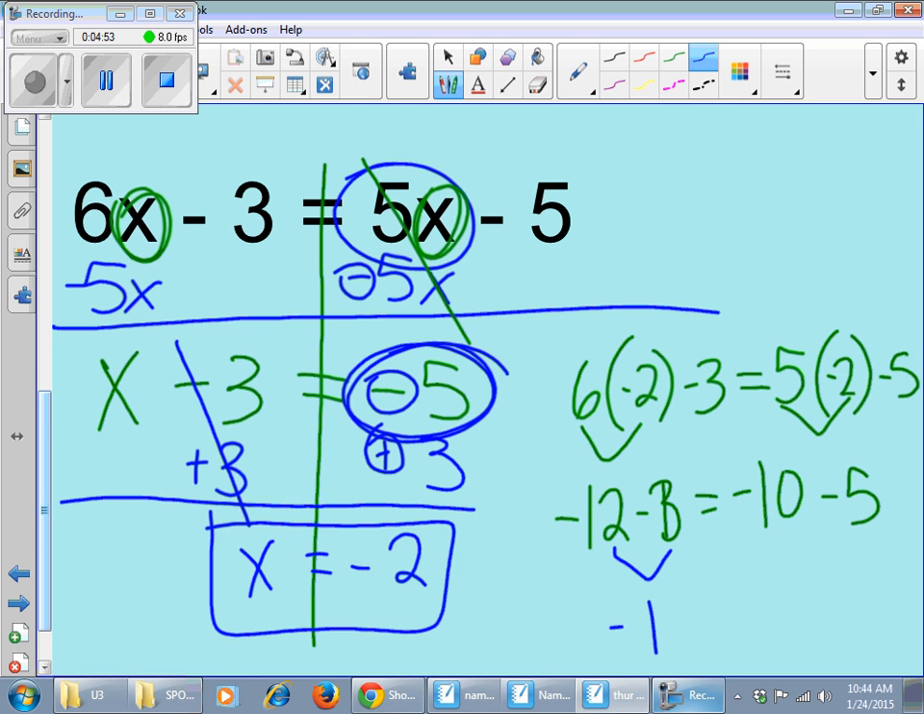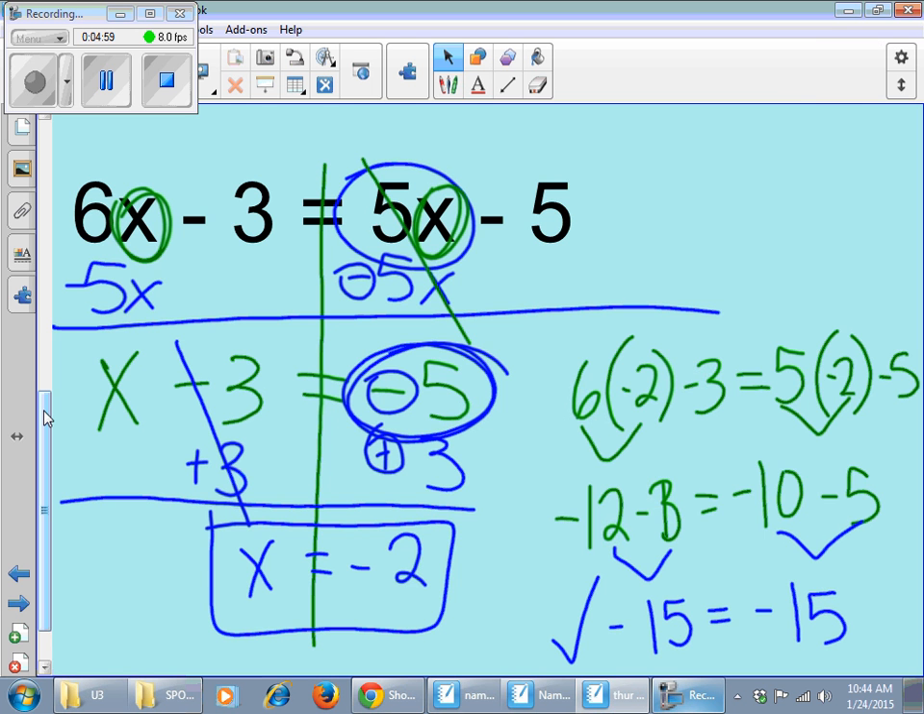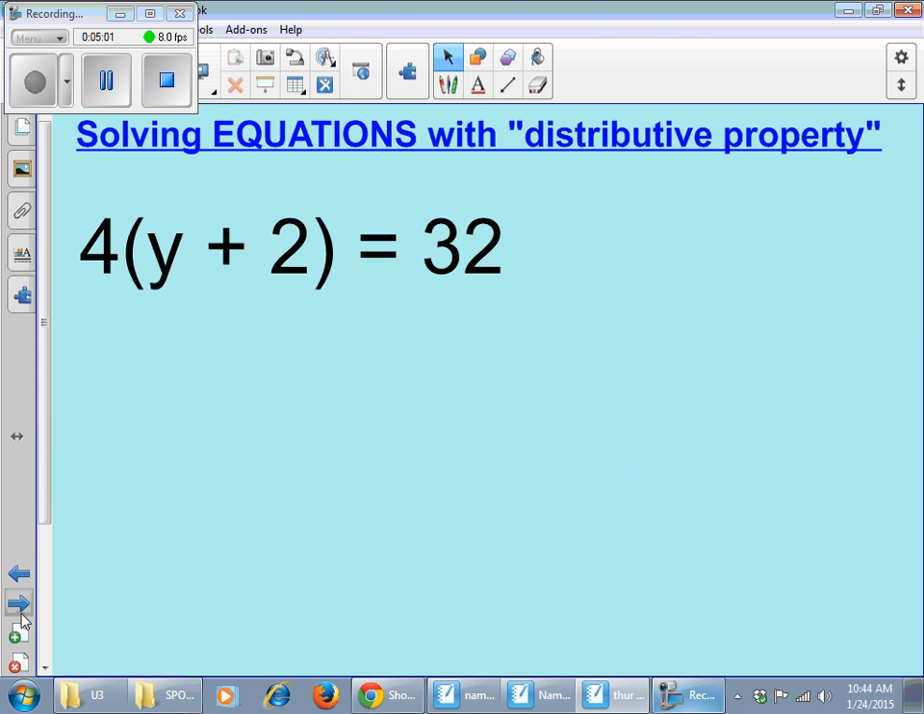-12 minus 3 is -15. -10 minus 5 is -15. Both sides are equal, so I know I'm correct. Now let's take it a step further and look at solving equations that involve distributive property.